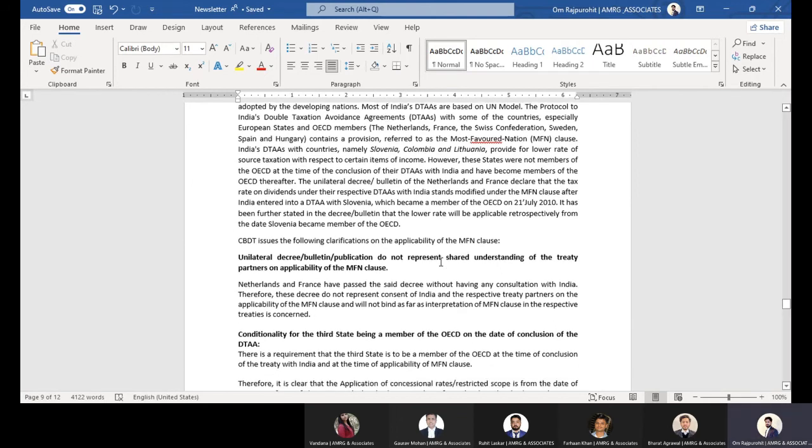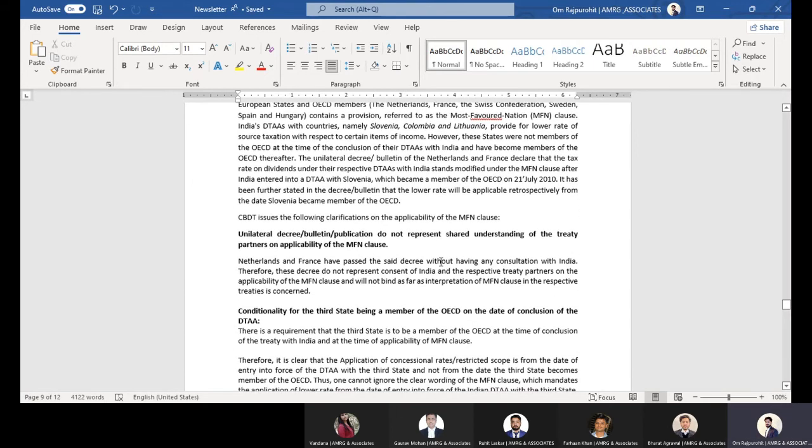The ruling was also passed in favor of the assessee, wherein the High Court pronounced an order that the effective rate of tax on dividend is 5% only. So there was a huge revenue loss on the part of the department. So the department had to come with a clarification wherein they have provided certain conditions when the MFN clause can be invoked. So first, the CBDT issued the following clarification on the applicability of the MFN clause.